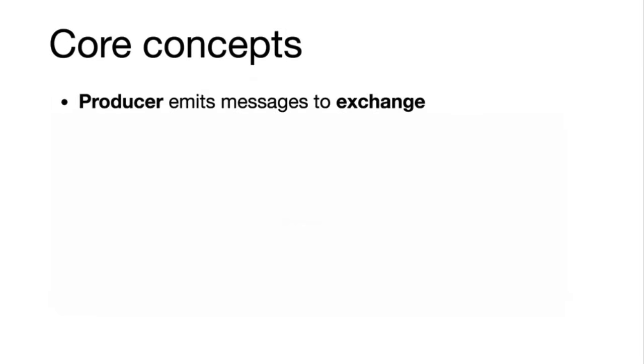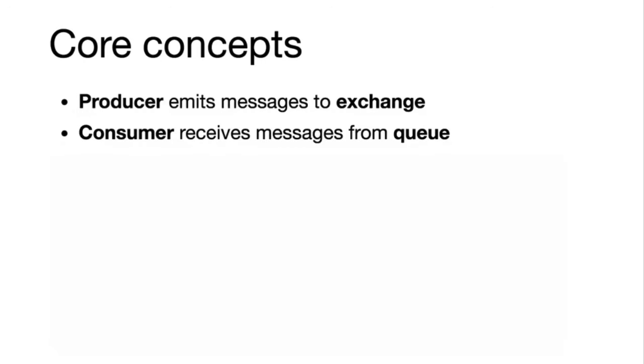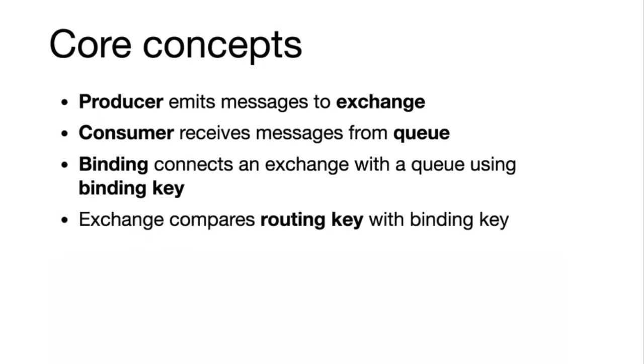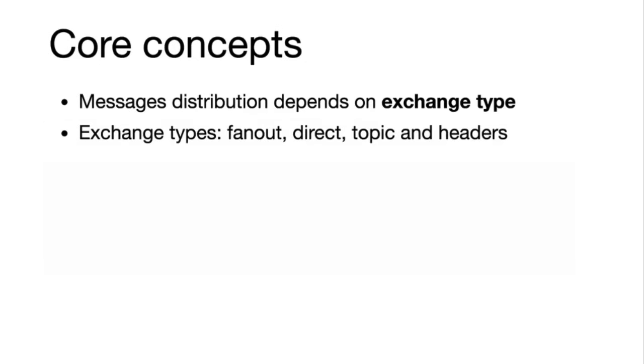To sum up the core concepts, a producer emits messages to an exchange, a consumer receives messages from a queue, a binding connects an exchange with a queue using a binding key, an exchange compares the routing key with the binding key. The message distribution depends on the type of an exchange. There are 4 types available: fanout, direct, topic, and headers.